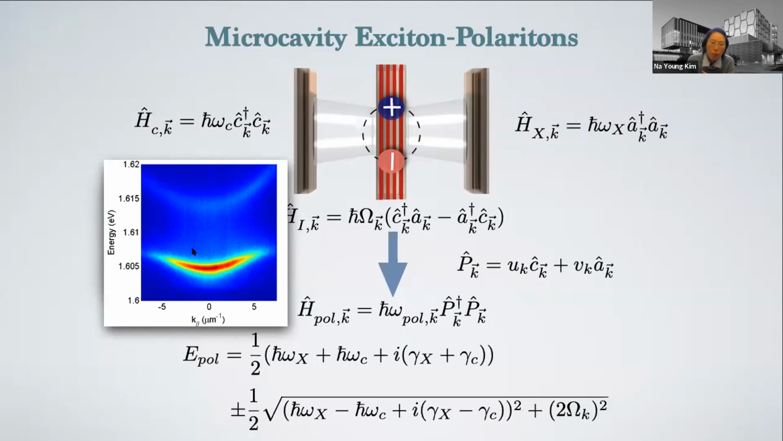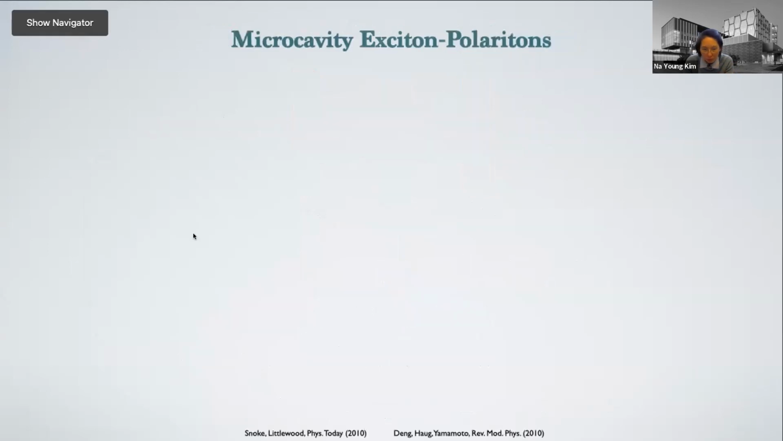When you form the exciton polaritons, this is the experimental spectroscopy of the energy versus the in-plane momentum. You see an anti-crossing behavior confirming that the exciton polaritons are created. So these are the basic particles for us to study cavity QED.